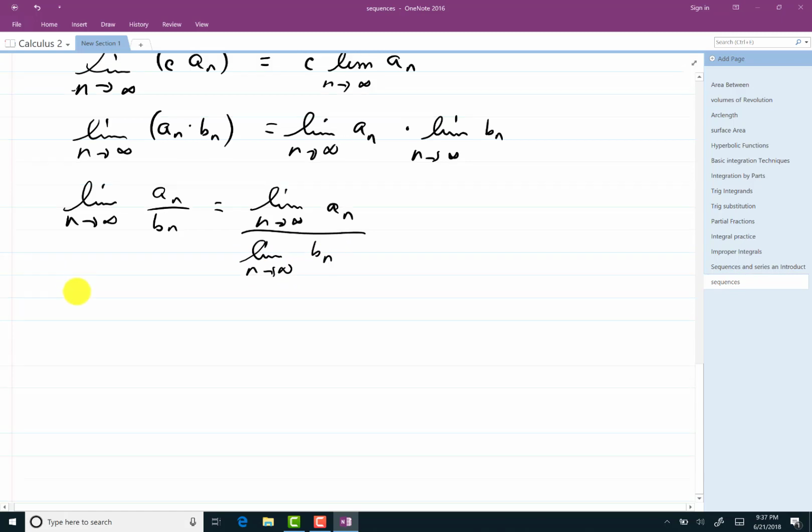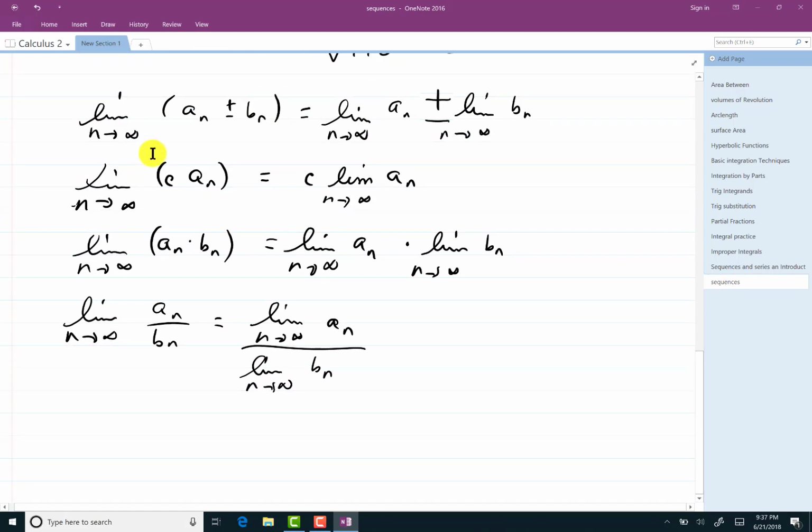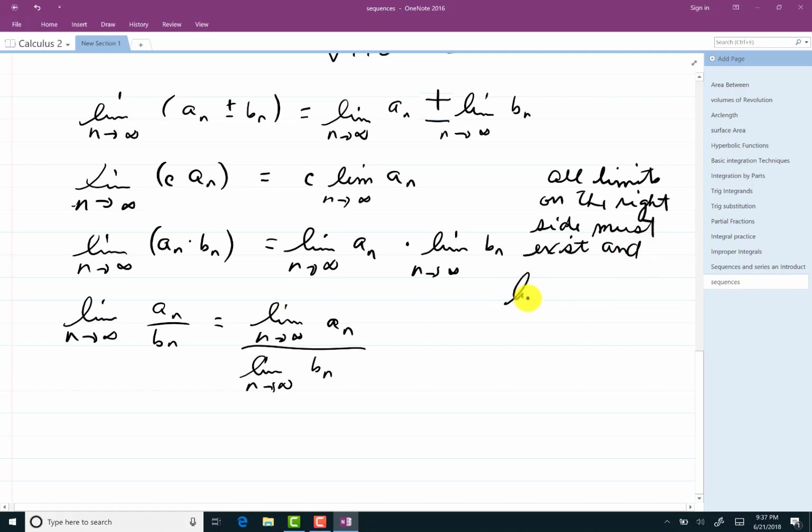Of course, the usual disclaimers occur too. These are only so good so long as every single one of these limits over on the right side exists. Plus, this one cannot be 0. So all limits on the right side must exist, and the limit as n goes to infinity of b_n cannot equal 0. There are other things too.